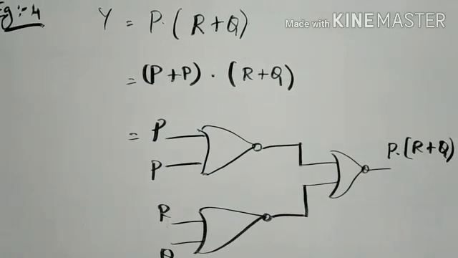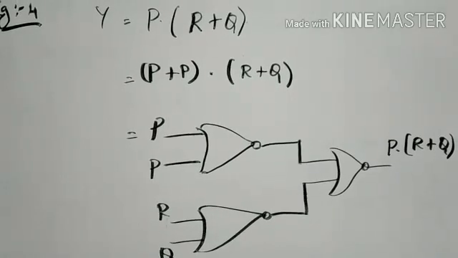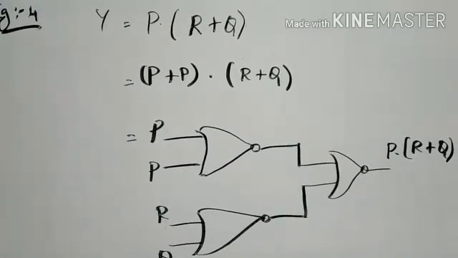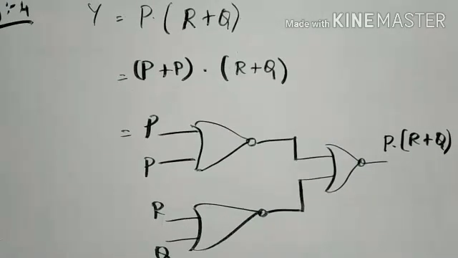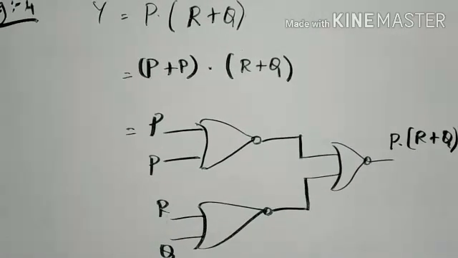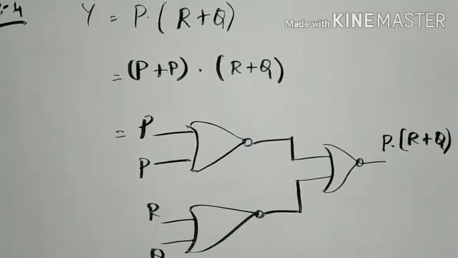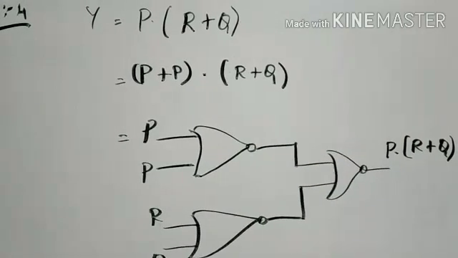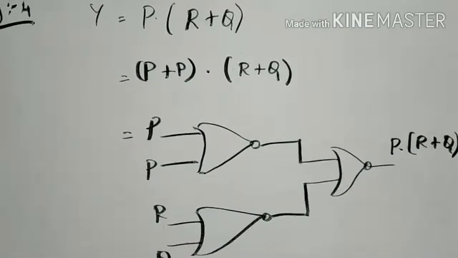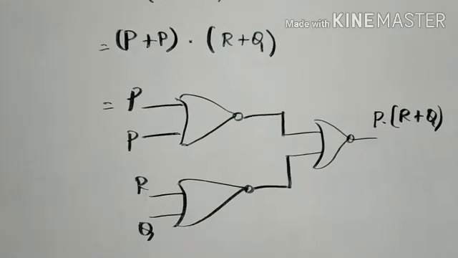So P, we can write that P as P plus P. Why? Because P plus P is equal to P, which gives us the value of P. So we are rewriting P as P plus P into R plus Q. So this is in the format of product of sum terms, right? There were two sum terms and we are producting it. So it is in the form of product of sum, right?